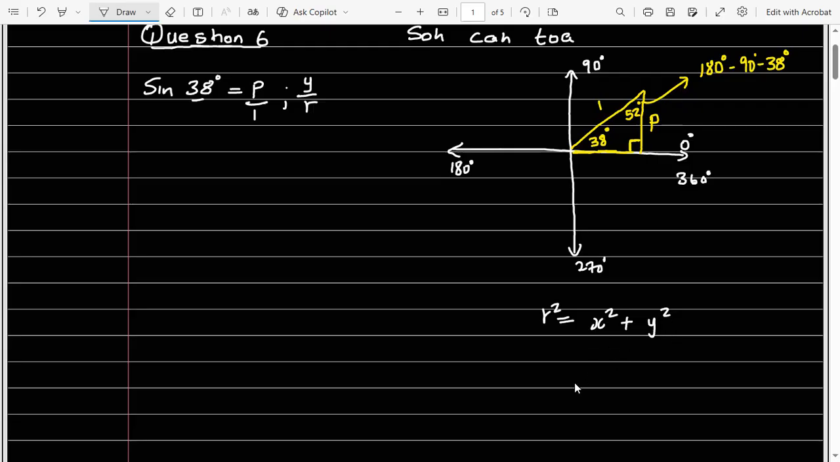Okay, so now let me just substitute what I'm given. I know that r is given as 1, so this is 1 squared. x squared is what I'm looking for, plus y, which is p, so this will be p squared.